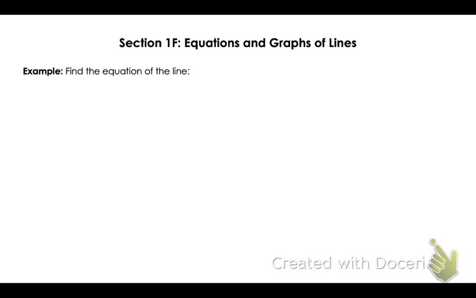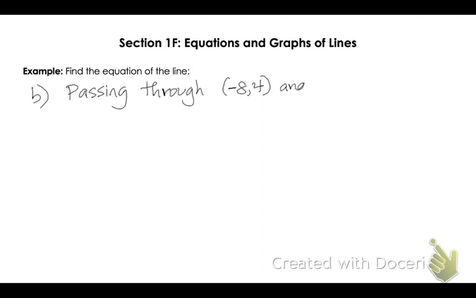So in part B, again, this might be a good time. Let me write this down first. Passing through negative 8, comma 4, and 4, comma 7. So this might be a good idea to pause it or mute it and see if you're going to get the same answer as me.